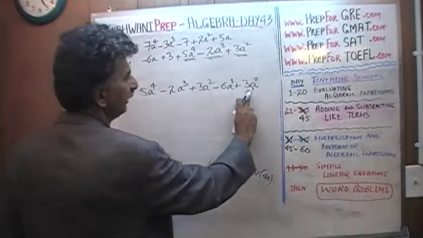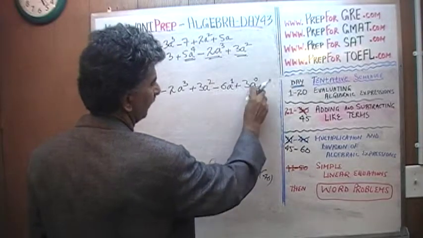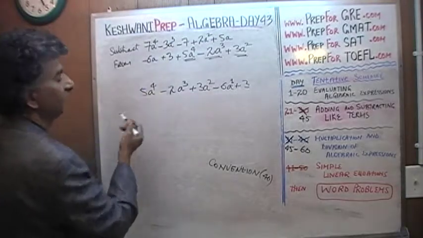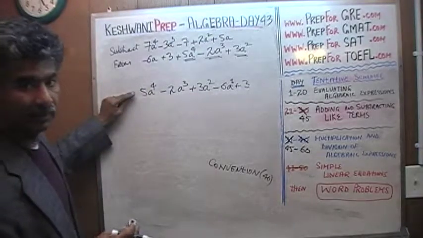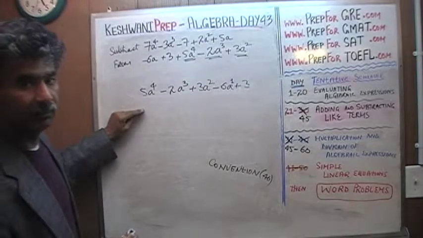So this is actually 3a raised to 0. A raised to 0 is 1. 3 times 1 is 3, which is why it's just 3. So now we write the other expression that we are doing. This is the expression that we are subtracting from. And now from that, we're going to have to write the expression that is being subtracted.